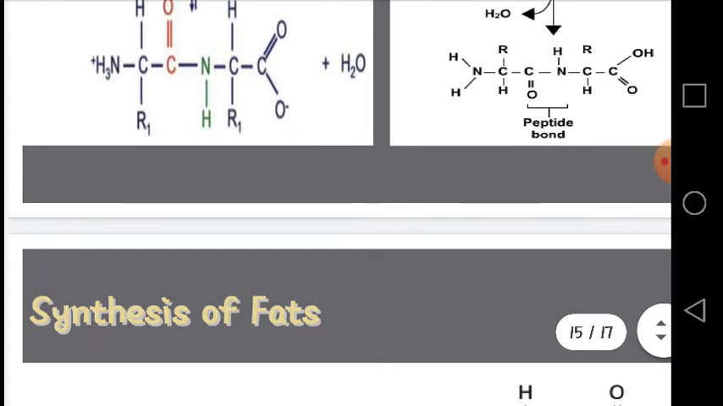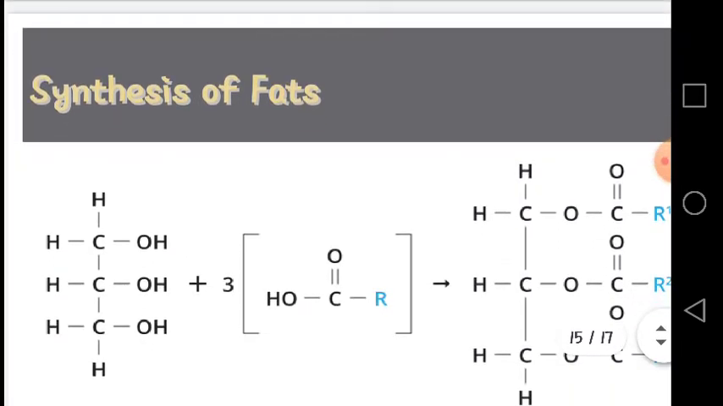Now we are going to focus on the synthesis of fats. Fats are esters formed between glycerol, an alcohol with 3 hydroxyl groups, and 3 long chain carboxylic acids. You can see from this. The linkage in fats is the same ester linkage as found in the polyesters like terephthalene, as we have discussed earlier.